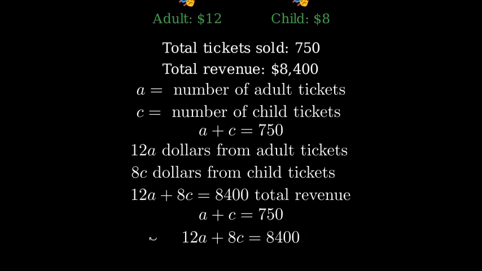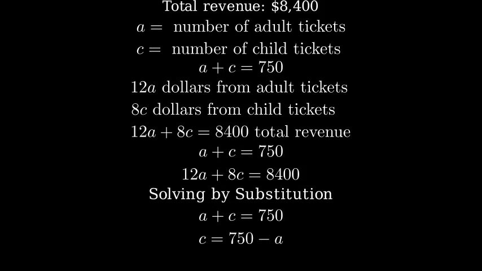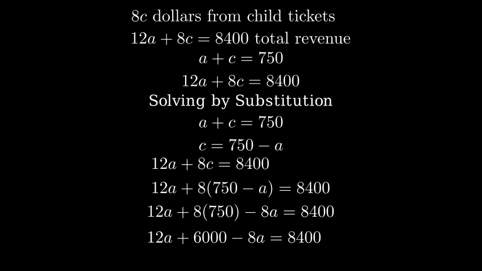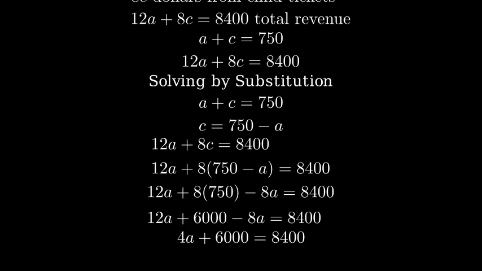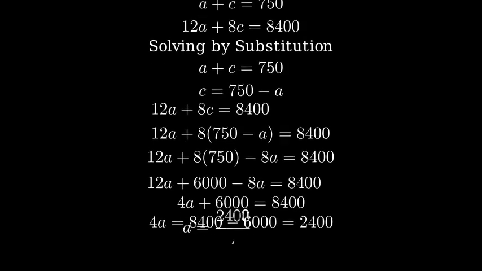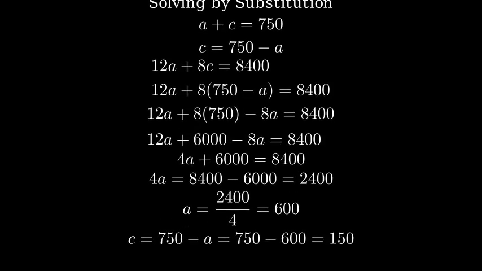Let's solve this system. We'll use the substitution method this time. From the first equation, we can express C in terms of A. C equals 750 minus A. Now, we substitute this into the second equation. 12A plus 8 times (750 minus A) equals 8,400. Simplifying, 12A plus 6,000 minus 8A equals 8,400. Combining like terms, 4A plus 6,000 equals 8,400. Subtracting 6,000 from both sides, 4A equals 2,400. Therefore, A equals 600. Now we can find C by substituting A equals 600 into our expression for C.